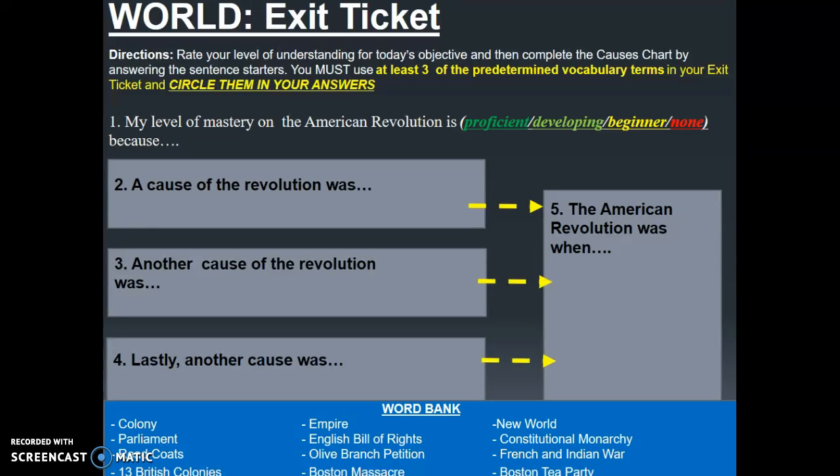So let's take a look at the causes chart you're going to be filling out. You need to provide a total of 3 different causes that led to the American Revolution. Once you've explained the 3 causes, you then need to go ahead and provide a definition for what the American Revolution was. By completing this causes chart, you will be answering the objective, which was, what is the American Revolution, and what were some of the causes? Remember that in this chart, you must use at least 3 vocabulary terms, any 3 terms of your choice, and the 3 terms must be circled.